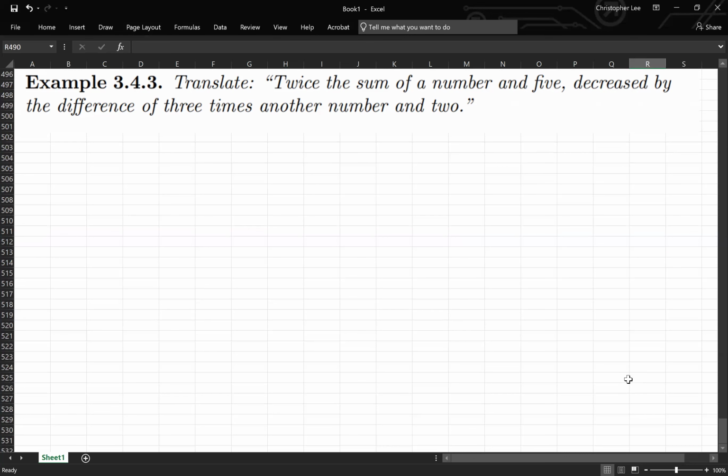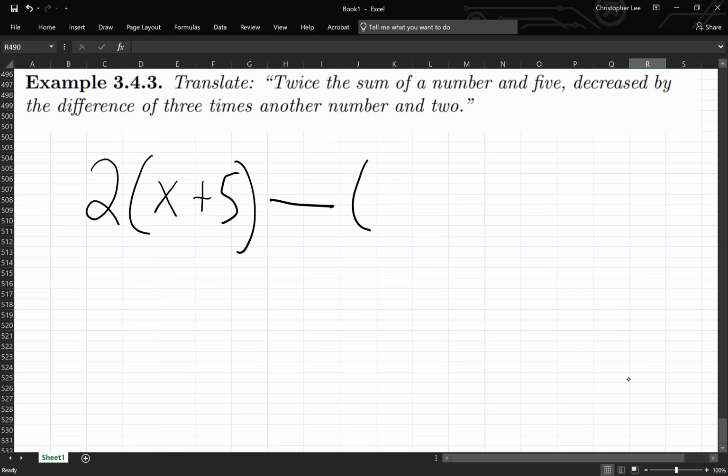All right. Twice the sum of a number and 5, right? So this is what I was thinking in my head: 2 times x plus 5. Same thing as you, just reversed. Decreased by the difference of 3 times another number, let's say 3y, and 2. It needs the parentheses.